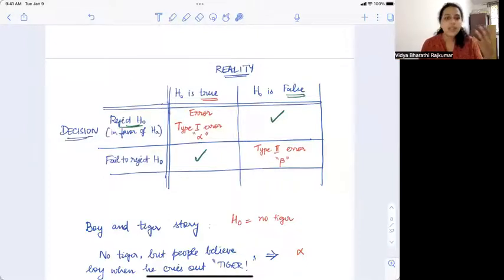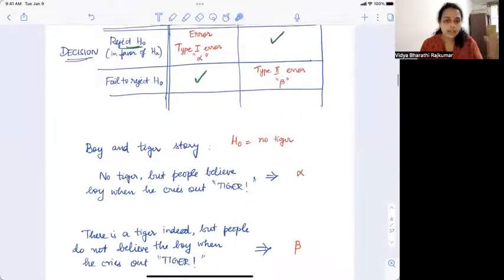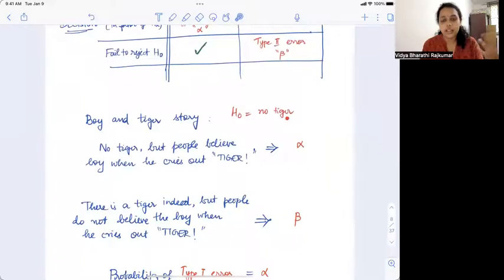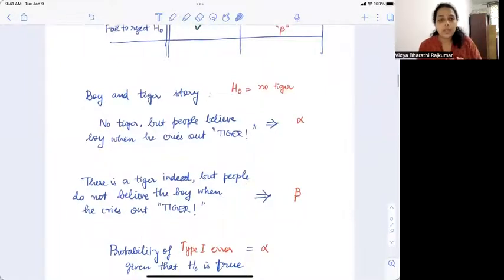Now, there's an easy way to remember type 1 and type 2 error, and that's to use the story of the boy and the tiger. Consider the null that there is no tiger, but the boy cries out that there's a tiger and people believe him. No tiger is the null. So the null is true, but people reject the truth. And that is a type 1 error. In the second instance where there is a tiger, but people don't believe it, the null is false, but people fail to reject the null, they are committing a type 2 error.